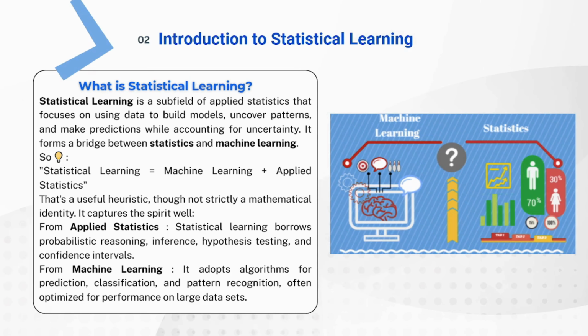Now that we have prepared our data, the next question is how to analyze it. The answer lies in statistical learning. What is statistical learning? Statistical learning is a subfield of statistics that focuses on using data to build models, uncover patterns, and make predictions while accounting for uncertainty. It forms a bridge between statistics and machine learning. So, statistical learning is a combination of machine learning and applied statistics.